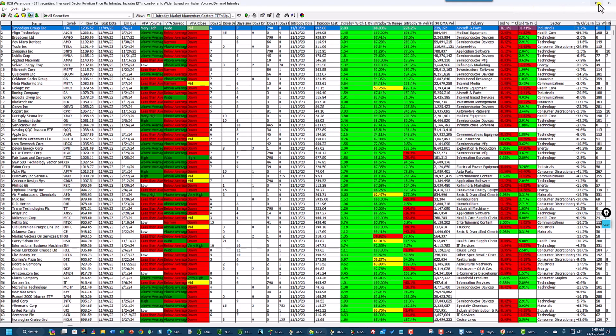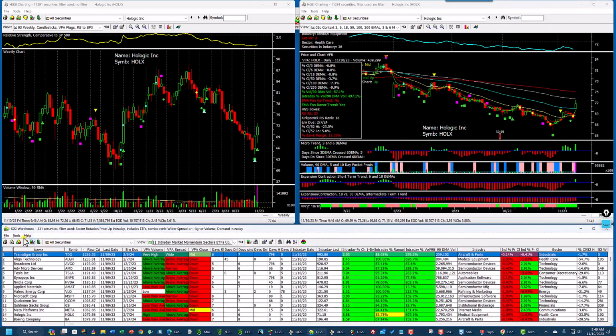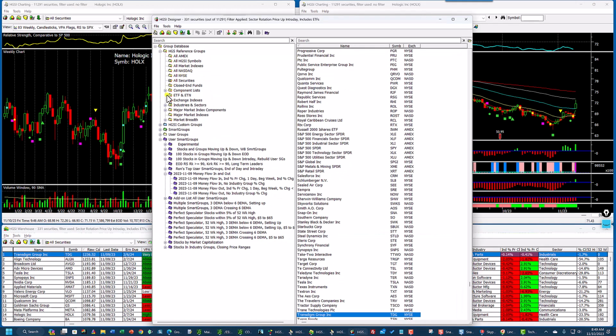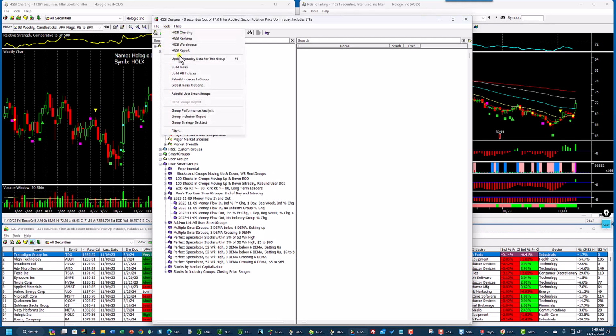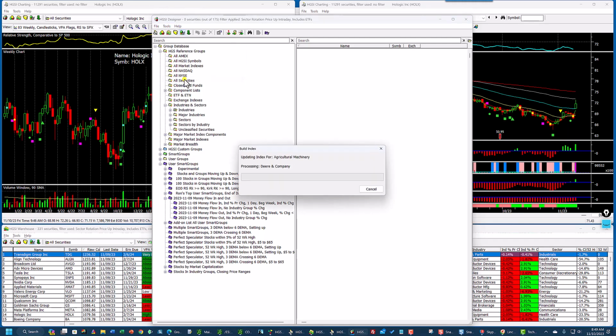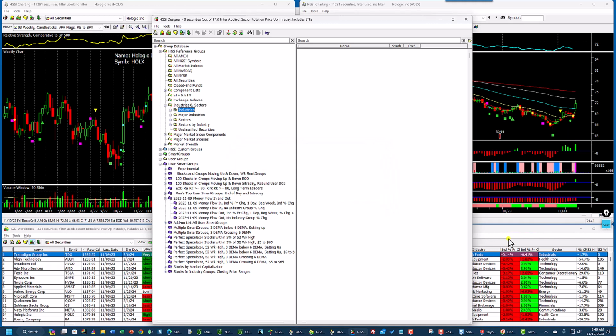Okay. If I want to know which groups are the strongest industry groups, what I'm going to do is go into industries, click on that, and rebuild the indexes and groups. They don't have to show up over here. If they're hidden by a filter, you can still go ahead and update them. And look down here, and we'll see what the industries change to.